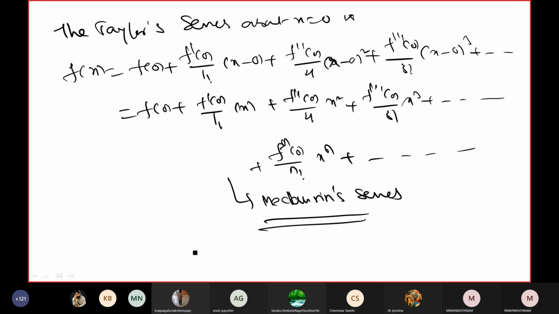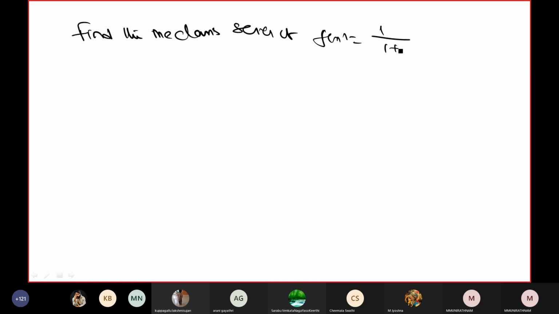So find the Maclaurin's series of f of x equal to 1 by 1 plus x. Okay. So there is no need to say about x equal to 0 here, because Maclaurin's series is nothing but x equal to 0.